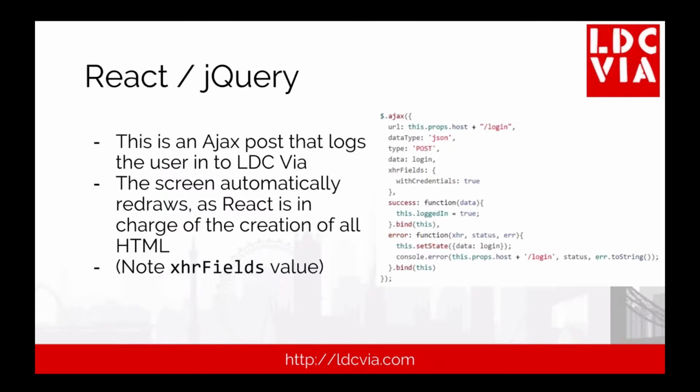So in this example here, we're going to ldcvia.com, and then we're calling the login API function, and we're passing to it a username, an email address and a password. And then if we get a successful response, we set a React property called logged in to true. And if we get a failure, then we set the logged in property to false, and we re-render the login page with an error message.